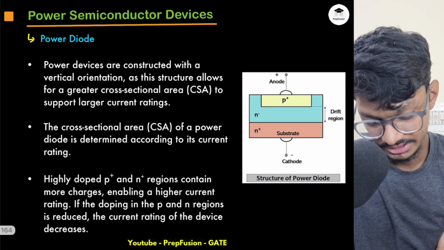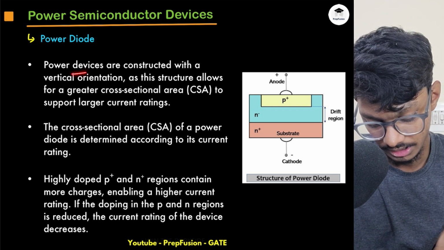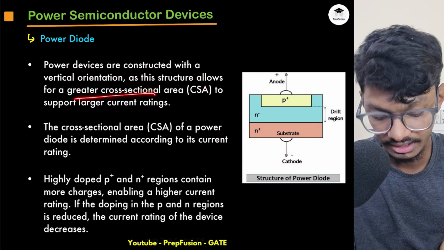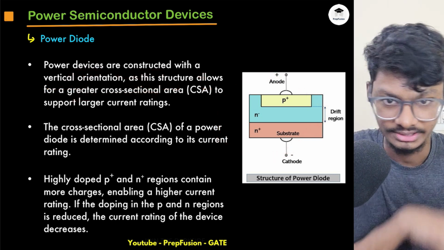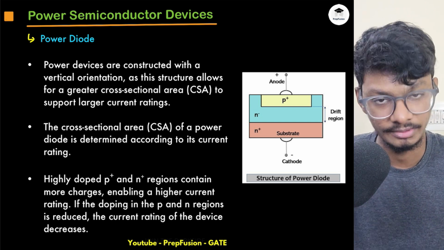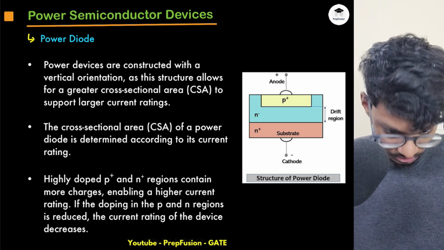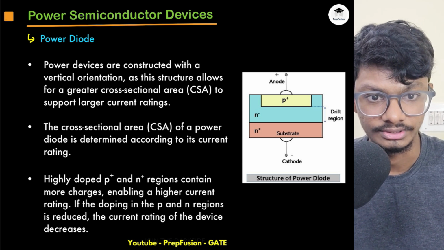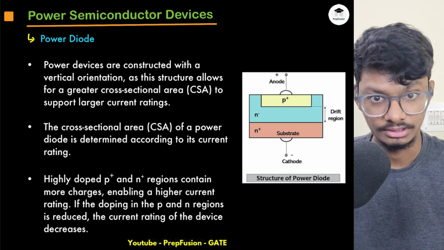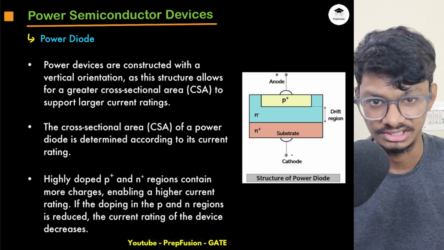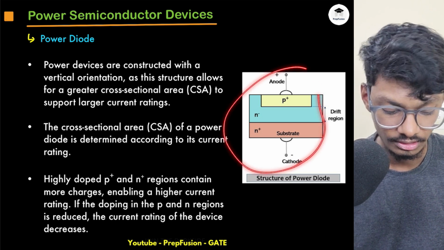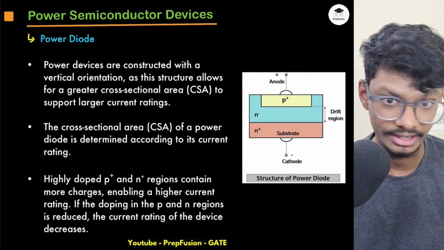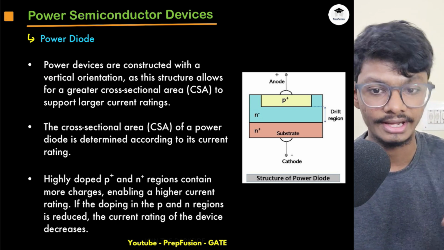Now let's understand the construction. Power devices are constructed with vertical orientation, as this structure allows for greater cross-sectional area. So we design power devices in vertical fashion. This may come in MCQ or ESE or someplace, right? Gate doesn't give this type of questions. So why do we construct in vertical orientation? To have higher cross-sectional area. Higher the cross-sectional area, higher the current carrying capacity.